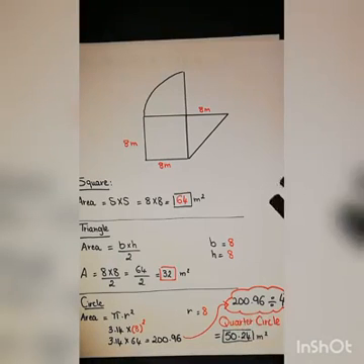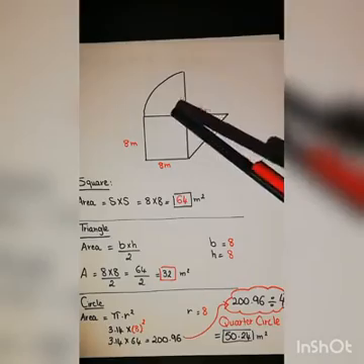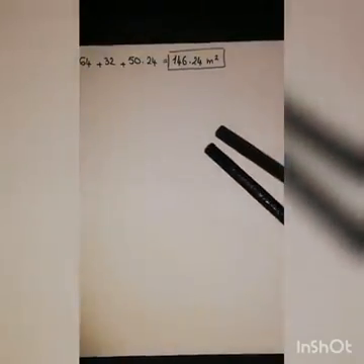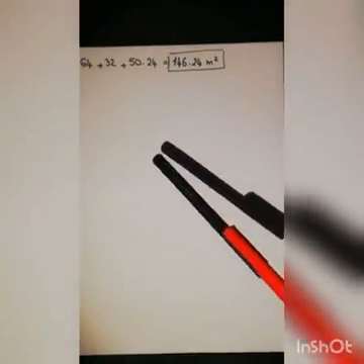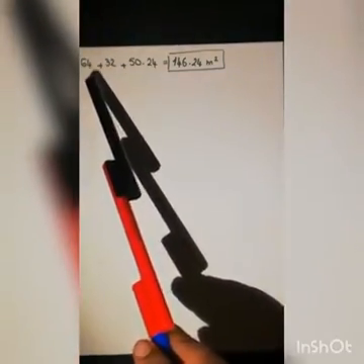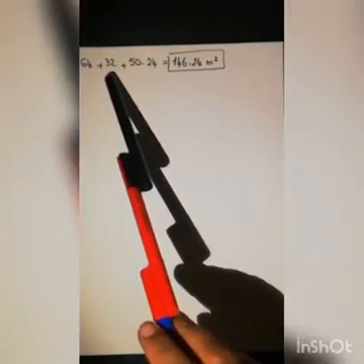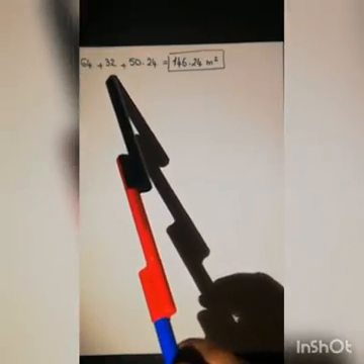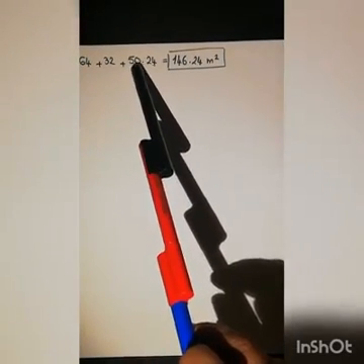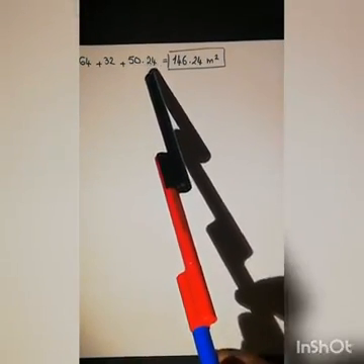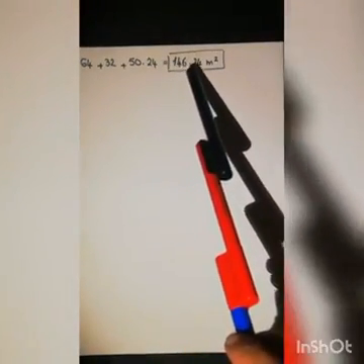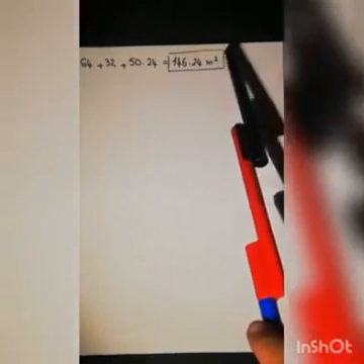After finding the area of all of these shapes, we're going to do the last step. We have to add all of them together. 64, which was the area of the square, plus 32, which is the area of the triangle, plus 50.24, which is the area of the quarter circle, to get the result, which is 146.24 meters square.